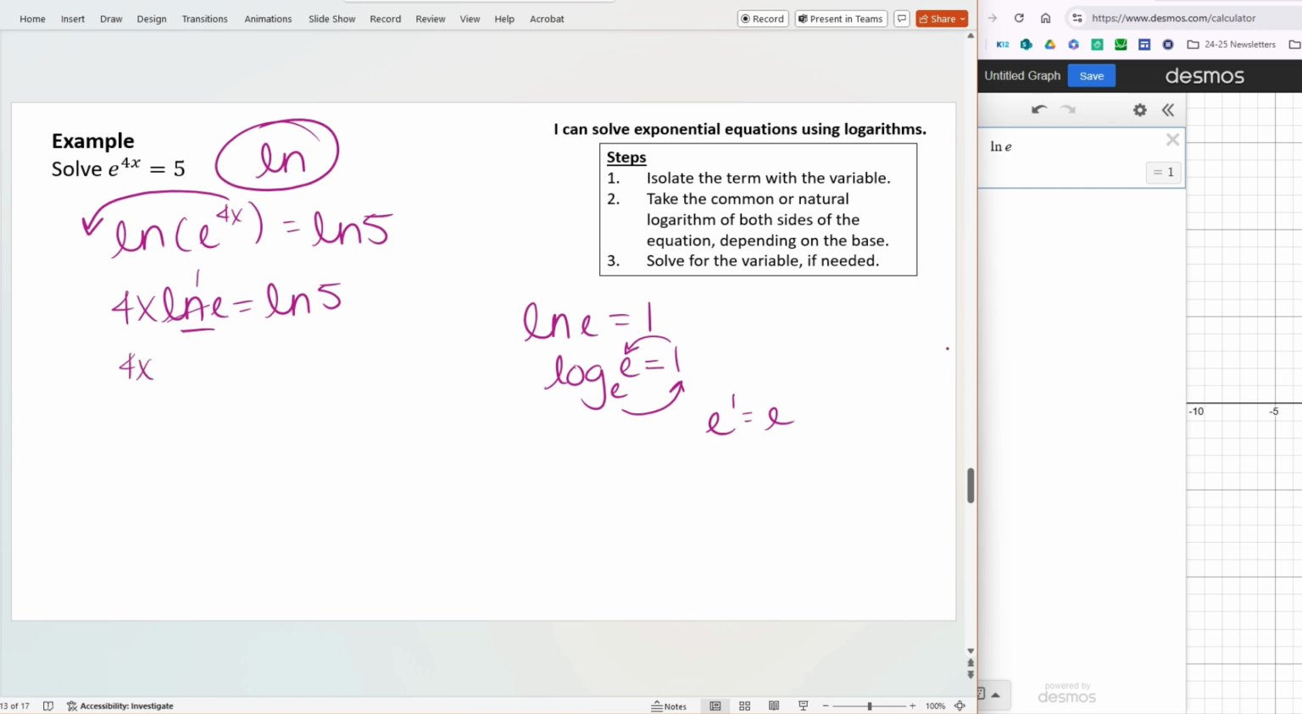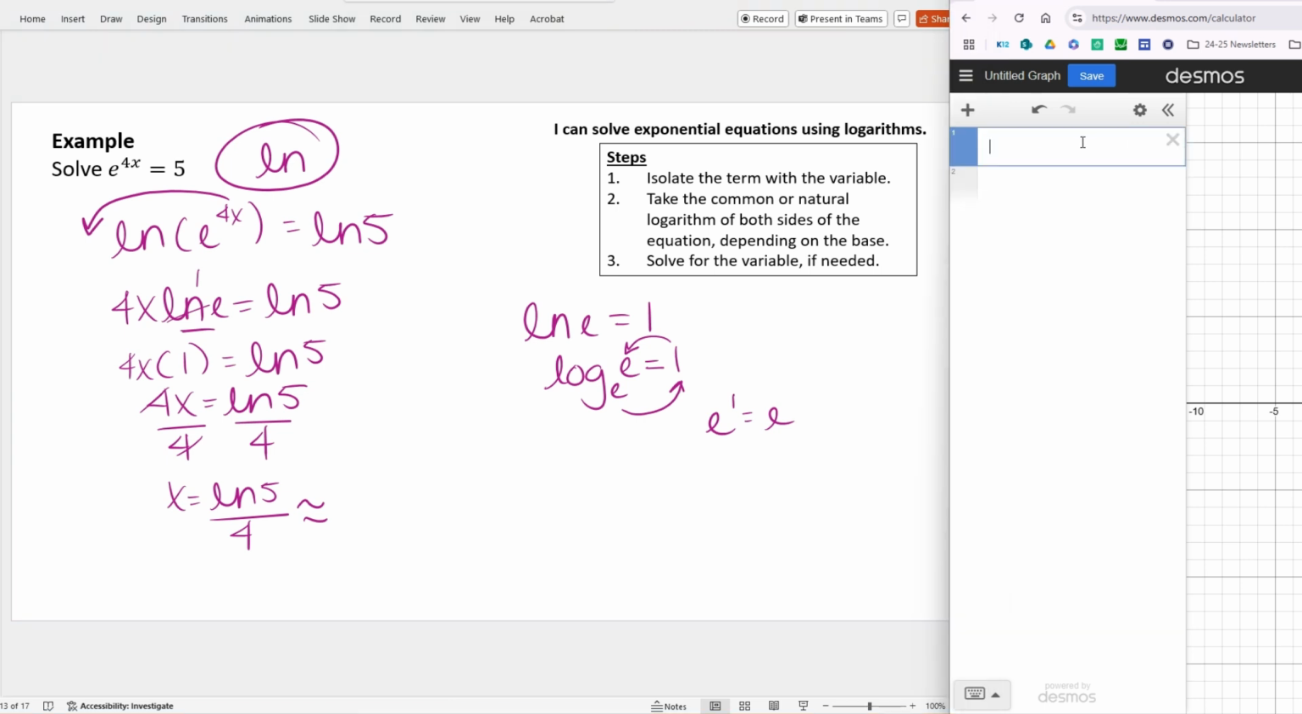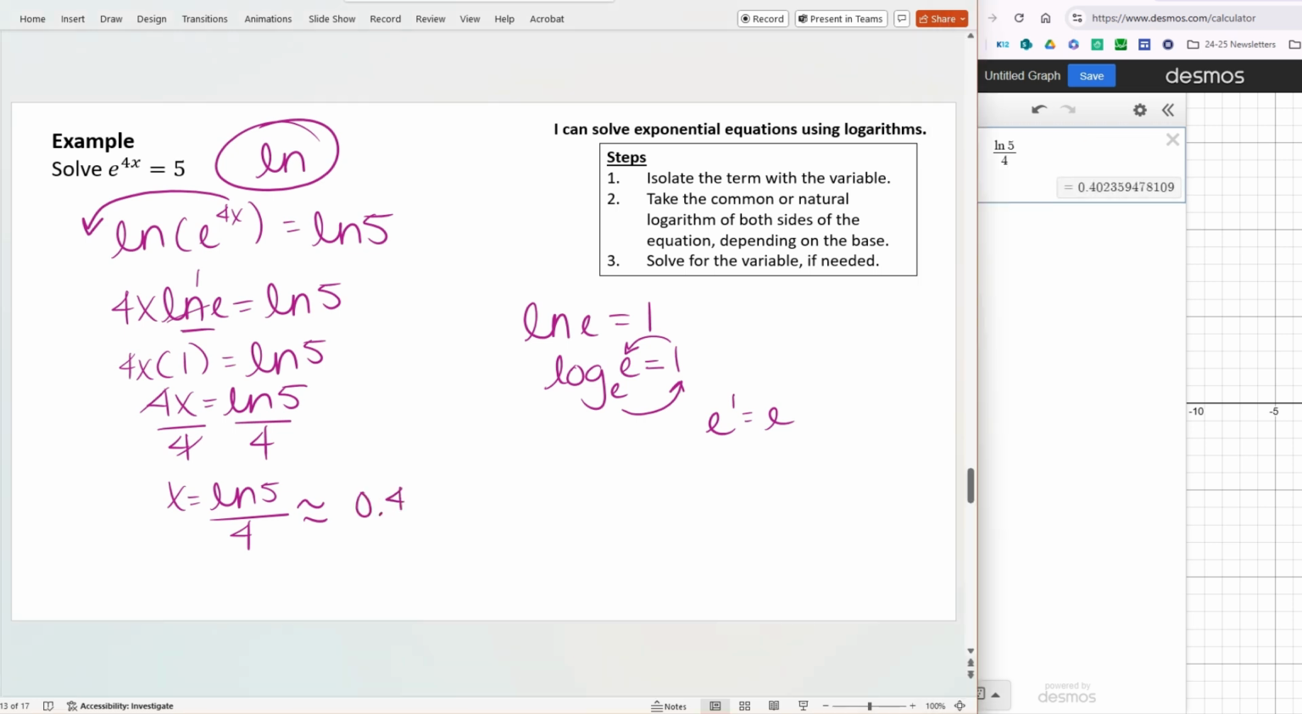So this is basically saying 4x times 1 is equal to the natural log of 5. Well, that's basically saying 4x is equal to the natural log of 5, right? So now to solve for x, all I need to do is divide both sides by 4. So I get x equals the natural log of 5 over 4. Okay, so it's going to simplify like that, and that's why it's a better idea to use the natural log when you're working with exponential equations that have a base of e. So if I do this on my calculator, I'm going to type natural log 5 divided by 4. And so that's going to give me x is approximately equal to 0.4024.